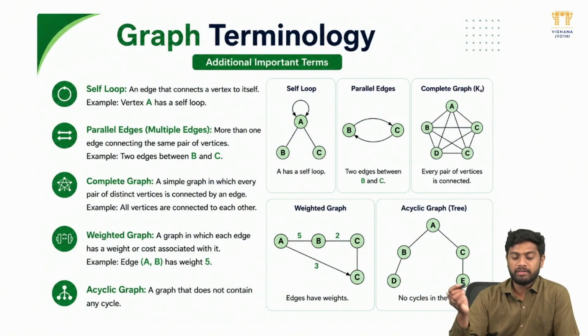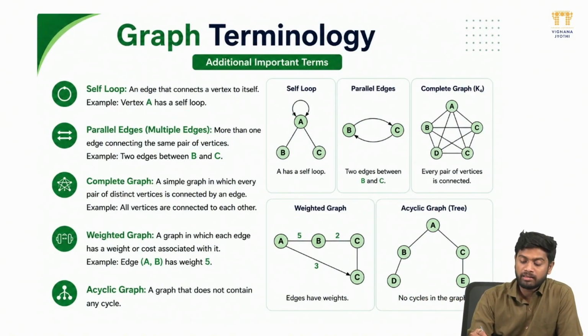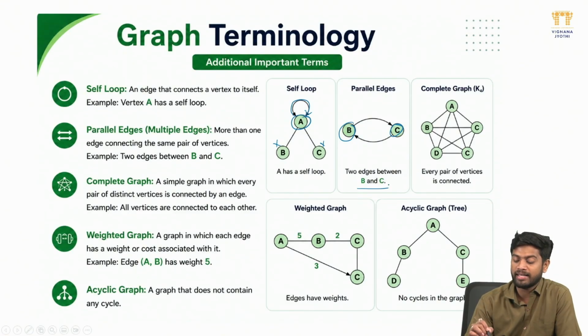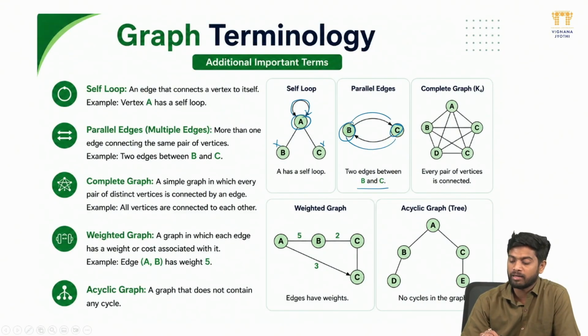So here, a self loop means we have a path that can traverse the same vertex, and this can be called a self loop, whereas B and C cannot be called a self loop. Parallel edges: we have multiple edges between two nodes. For example, consider there are two edges between B to C and C to A, and that can be defined as a parallel graph.